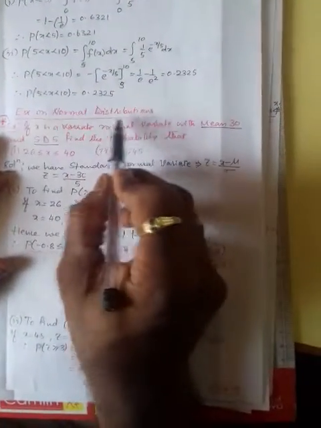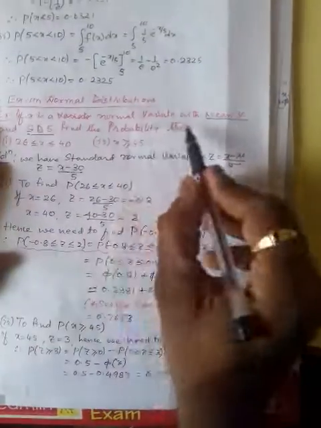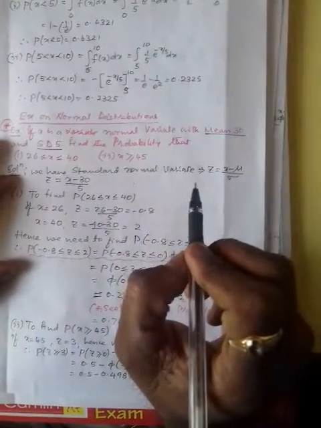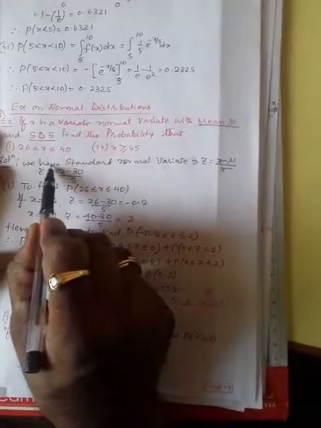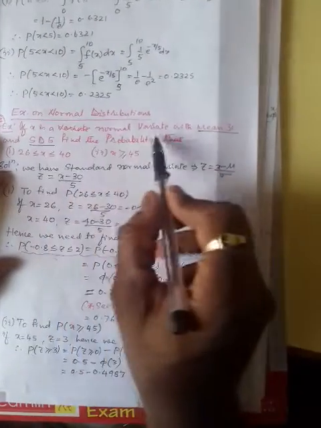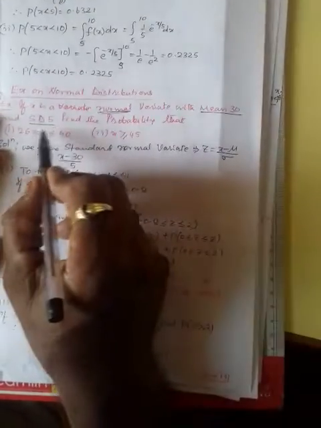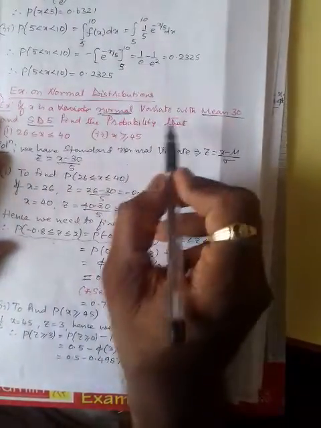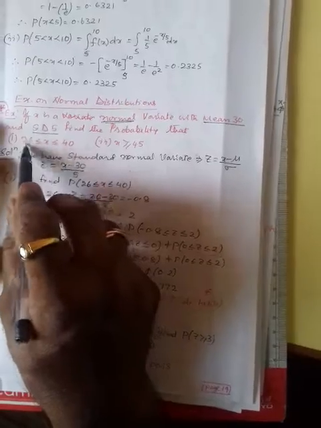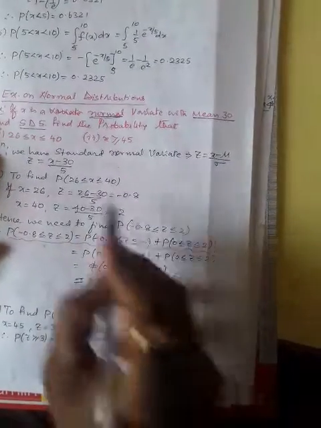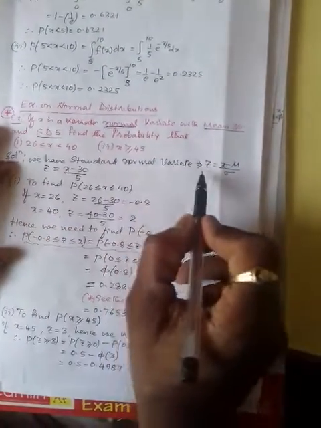My dear students, let me go for solving the examples on normal distribution. Here for the normal distribution, the proofs are not given, only the results are enough. Using the fact, let me go for the example. If x is a normal variate, the word normal is already given, with mean 30 and standard deviation 5, find the probability that x is between 26 and 40, and x is greater than or equal to 45.